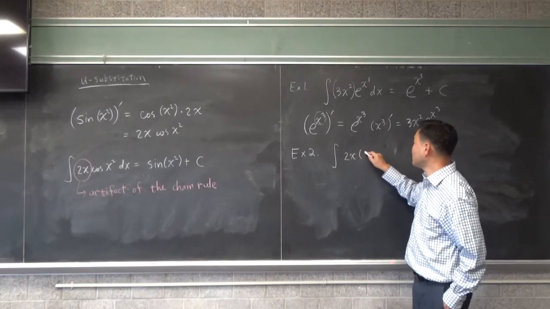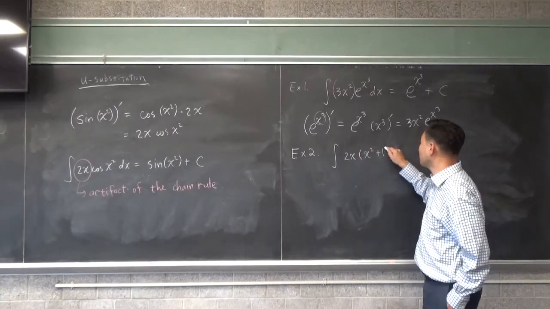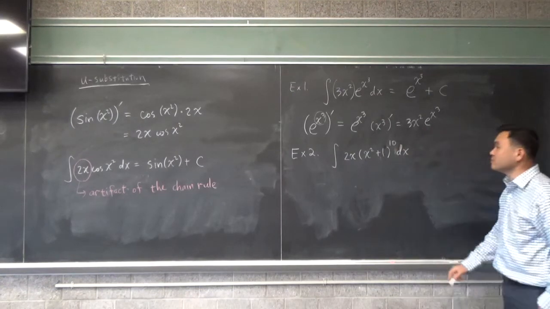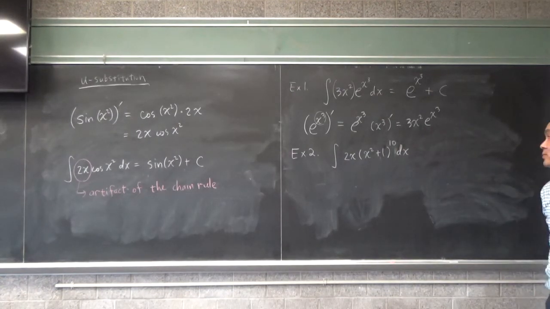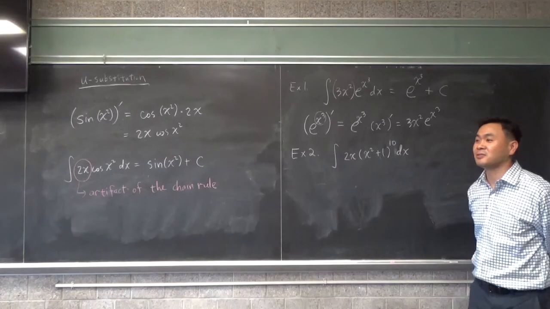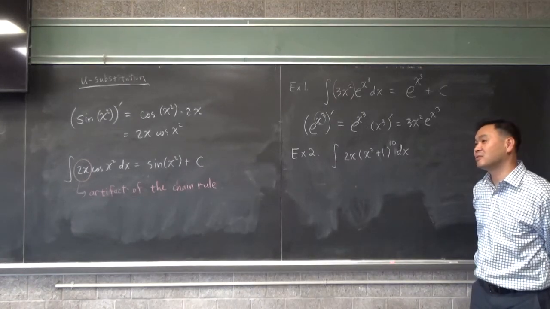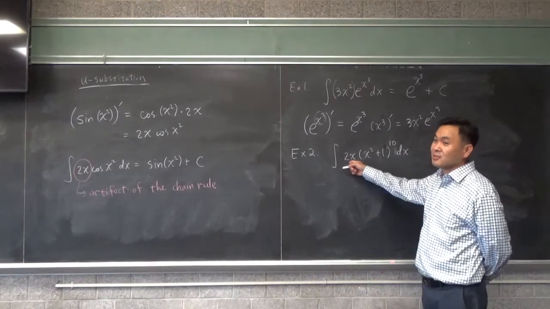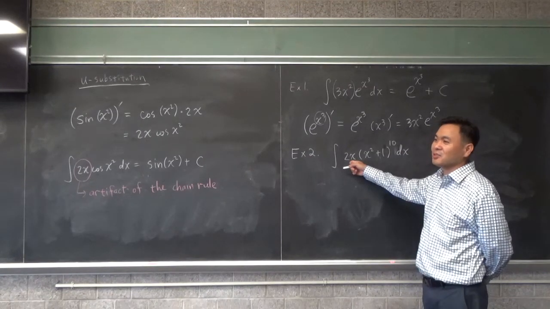2x times (x squared plus 1) to the 10th power dx. How about this one? What's the artifact? Which one's the artifact? Judging from the looks of it, I would think that it's 2x, probably 2x, because there was a product rule in there. Or, wait, no, it's an artifact of the chain rule.